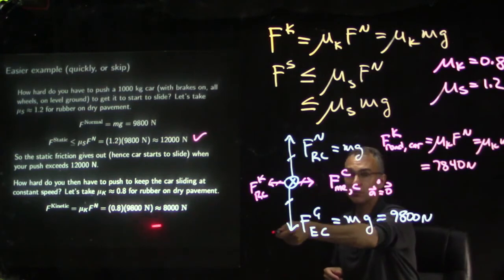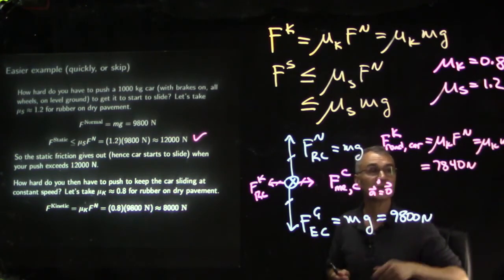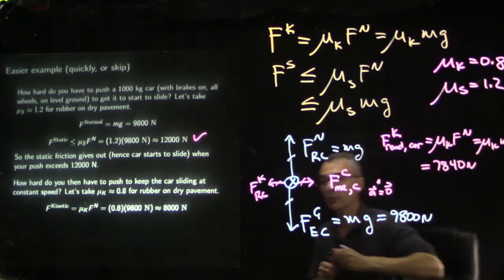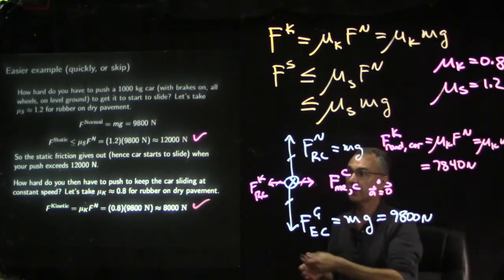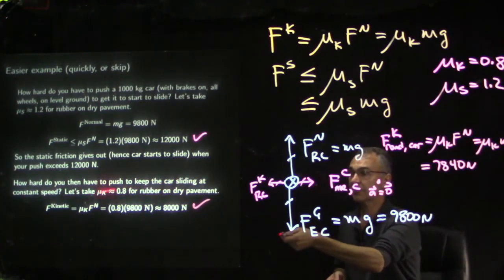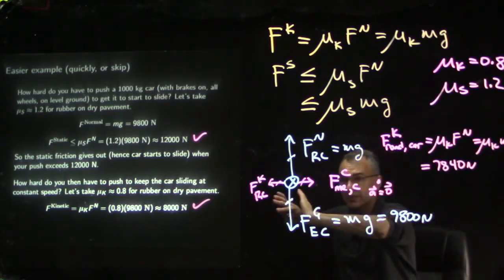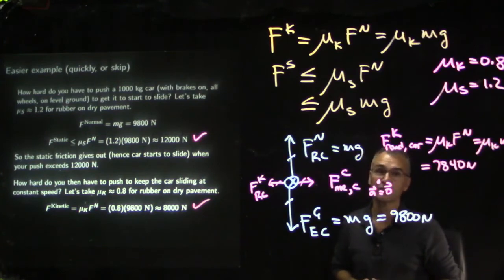Now I just need to push hard enough to oppose the kinetic friction, which is mu kinetic times mg. So that's 7,840 newtons, or about 8,000 newtons. How hard do you then have to push to keep the car sliding at constant speed? Take mu kinetic as 0.8. So I have to push 12,000 newtons to get it going in the first place, and then once it's sliding, I can keep pushing at 8,000 newtons just to keep it sliding at constant speed.